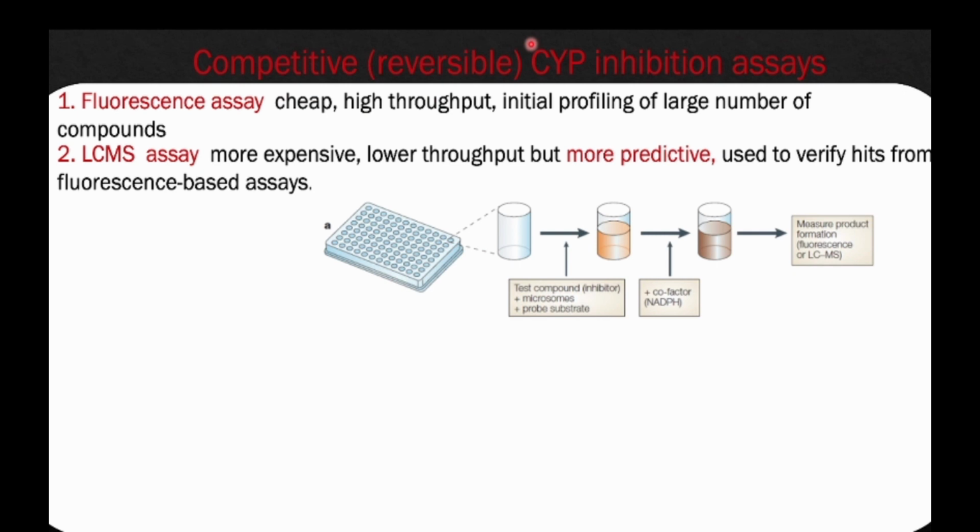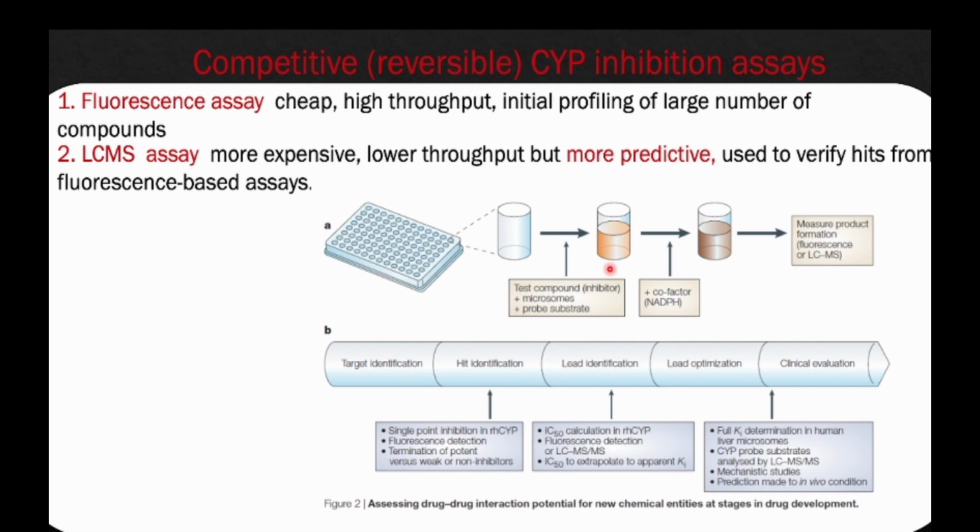The LCMS assay is actually more expensive and has lower throughput, but it's more predictable and can be used to verify hits from the fluorescent-based assays. So if we get a fluorescent-based hit here, we can use the mass spec to verify the screen.